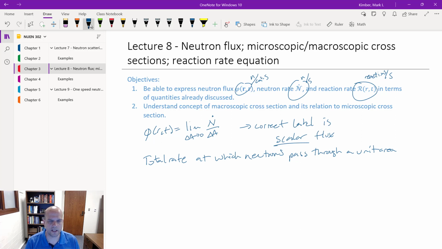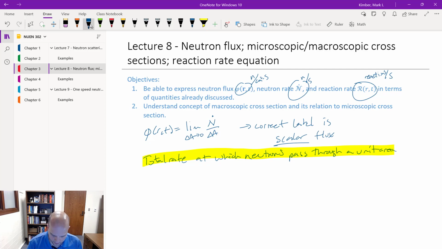And so that's the definition. That's the difference between calling something a parameter or a metric a flux versus a scalar flux. In this case, we don't really care about which direction it's coming from, just as long as it's traveling through that area delta A. And so that's the definition here, the total rate at which neutrons pass through a unit area. There's no stipulations there on which direction it's traveling.